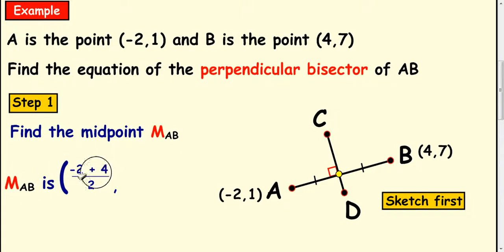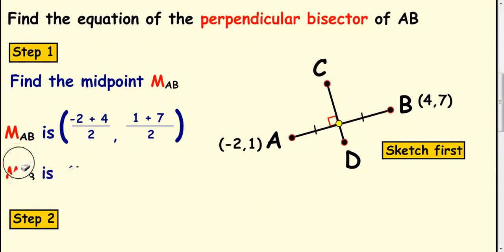Midpoint of AB is equal to (-2 plus 4) divided by 2, and (1 plus 7) divided by 2. So that's going to come out as 2 divided by 2, which is 1, and 8 divided by 2, which is 4. So that there is the point 1, 4. So I've got my point.